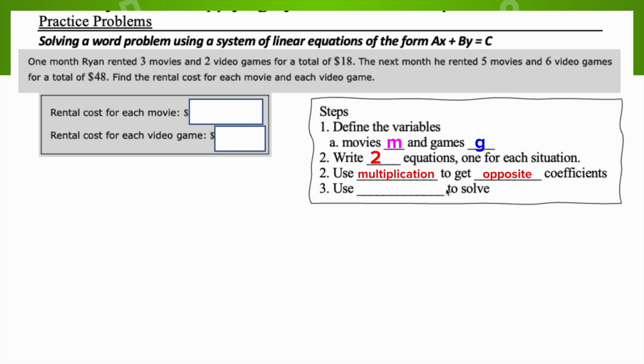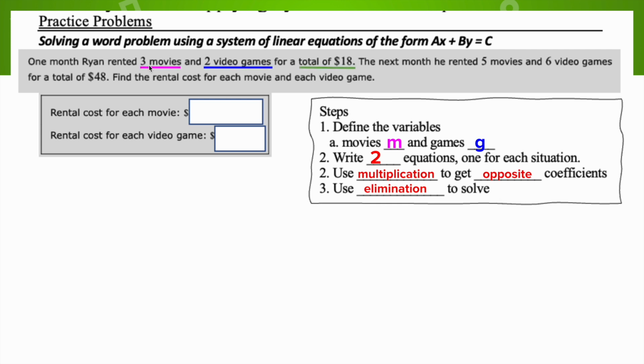Then we're going to use multiplication to get opposites. So we're going to use elimination on this one. A lot of the time these ones work out to be elimination. That's usually the easiest method. It's not always. Sometimes substitution is an easier method. Then we're going to use elimination to solve. So I'm kind of already pointing you in the right direction here, but once we write the equations, hopefully you'll be able to see that elimination is the easier method.